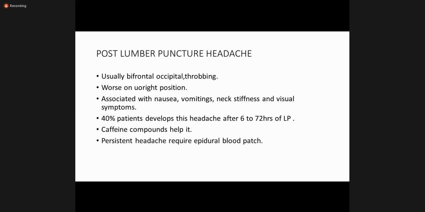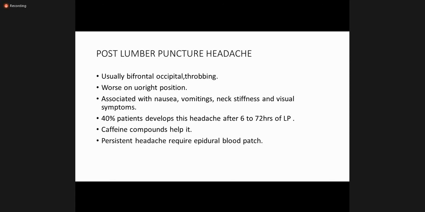So basically what happened, if we did the lumbar puncture through a wide bore needle or very rapid drawing of the blood, and the patient's hydration status is not good, sometimes these patients may develop post-LP headache. The symptoms are similar to CNS infection. The patient might develop worsening nausea and vomiting, may have visual issues, and might develop neck stiffness.